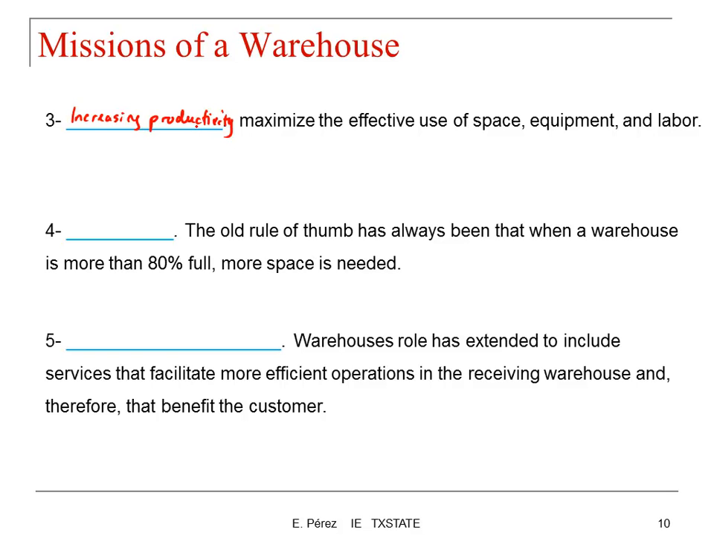Number 4, utilizing space. The old rule of thumb has always been that when a warehouse is more than 80% full, more space is needed. And why is that? You have to have some space for moving the items.